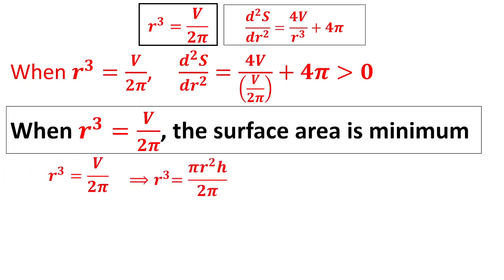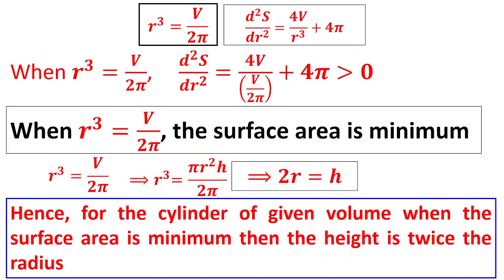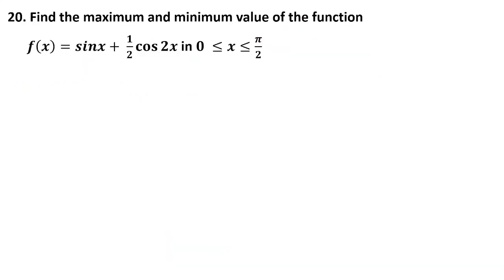What will happen when r cube is v by 2 pi? V is pi r square h, so r cube is pi r square h by 2 pi. When I do the cancellation, I am getting 2r is equal to h, which means that height is twice the radius. Therefore, for the cylinder of given volume, when the surface area is minimum, height is twice the radius.